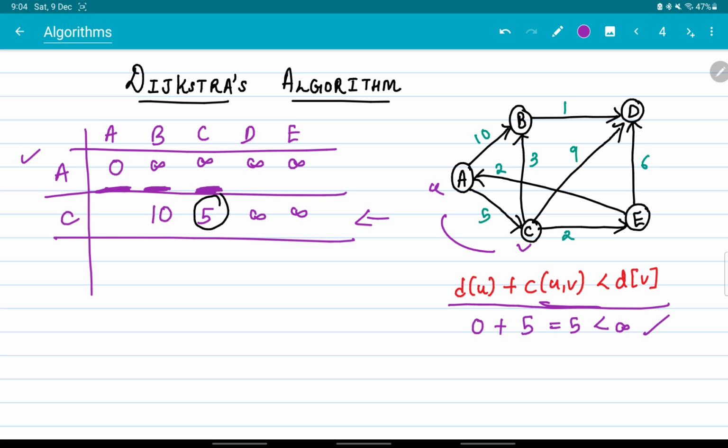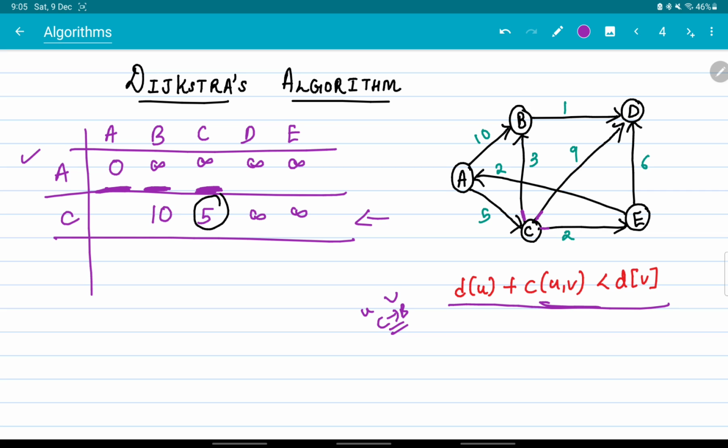Now let me check all the outgoing vertices from C. So outgoing vertices from C are C to B, C to D and C to E, right? These are my outgoing vertices. And as in case of A and C, that vertex is an incoming vertex, but I'm supposed to find only the outgoing vertices. So I'll apply the formula on the outgoing vertices from C. So let me check first from C to B. So what is the distance of C? Now C becomes my U, that is my starting vertex, and B becomes my V. Okay, this is U, this is V.